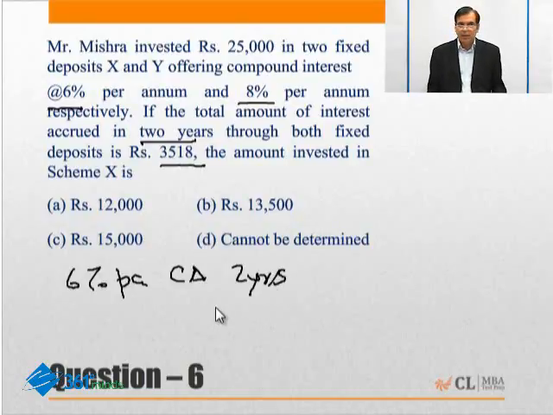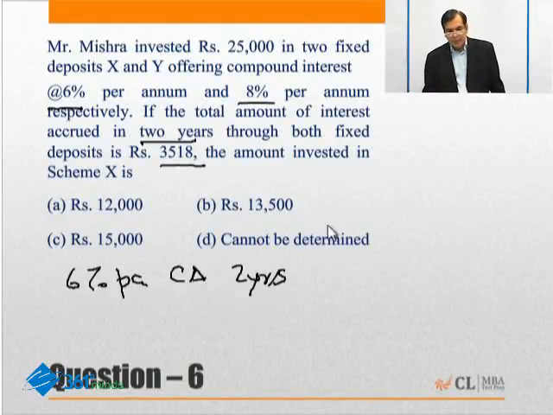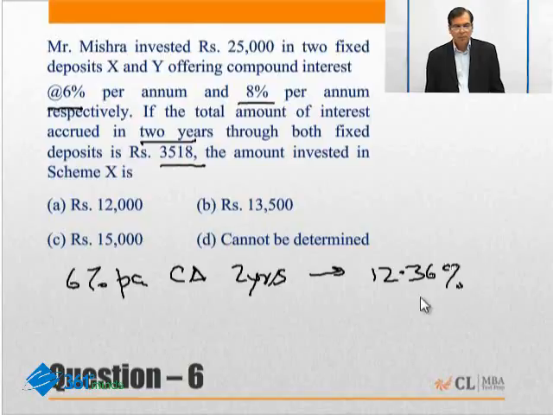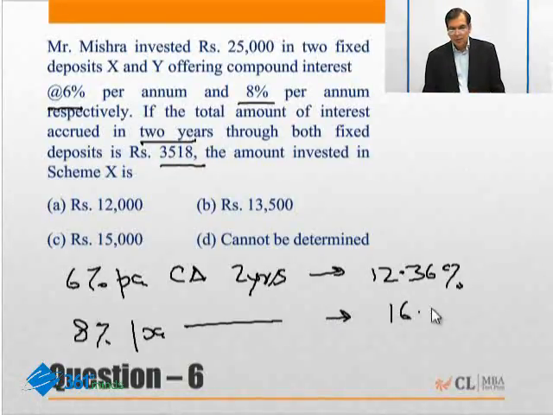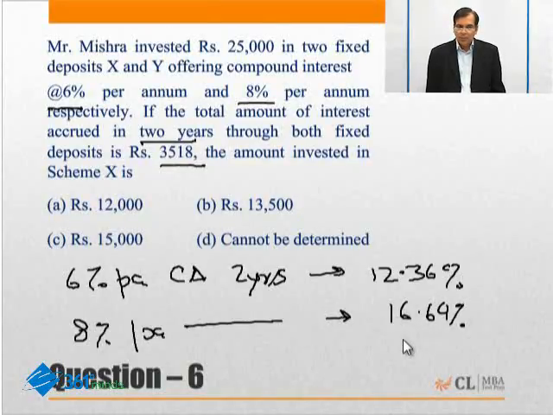These are two successive increments of 6%. So 6 plus 6, 12 plus 36 by 100, it implies you are getting an interest of 12.36%. 8% per annum compounded annually for 2 years. This will mean 8 plus 8 plus 64 by 100. So this becomes 16.64%. So you can solve it and you can do it by allegation. Again, I would like you to look at allegation more than anything else.